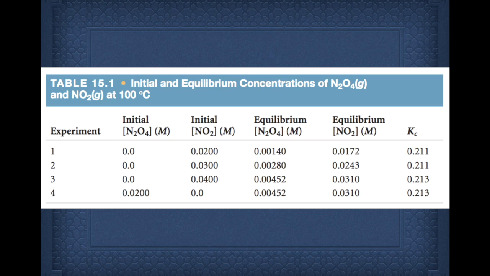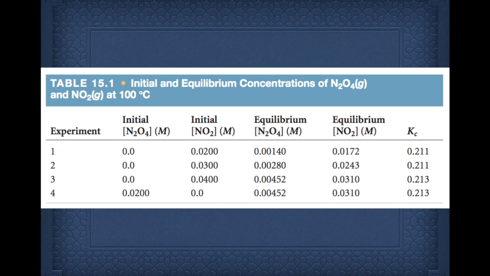So what this table is showing you is a bunch of different experiments in which I start with different concentrations of N2O4 and NO2. N2O4 is my reactant and NO2 is my product. So notice for experiment 1, I start with no N2O4 but a little bit of NO2. The next one still no N2O4 but a little bit more of NO2. And you can see how all of these are very different. What you should notice though, yes, the concentrations that they reach when they're in equilibrium are different, but look at their equilibrium constants. They're all the same.